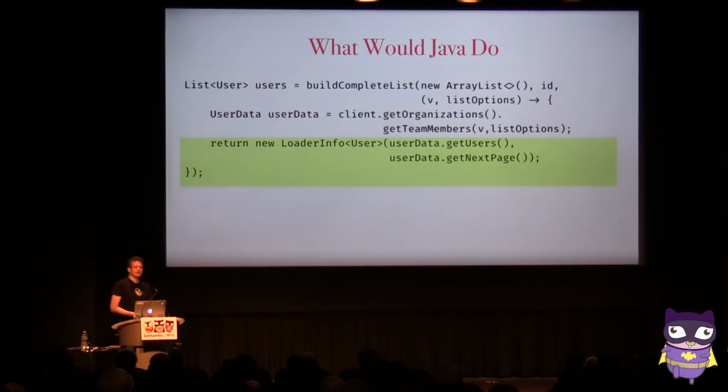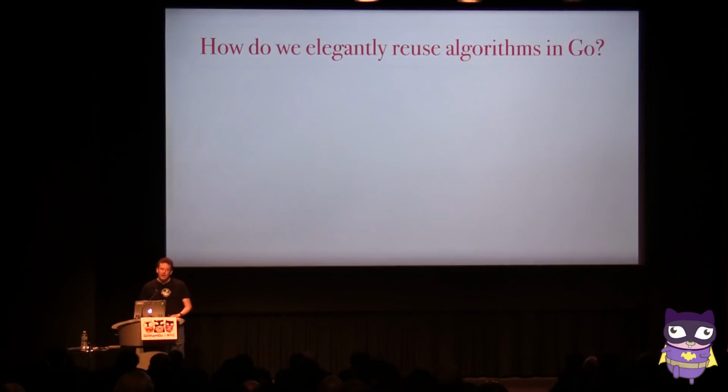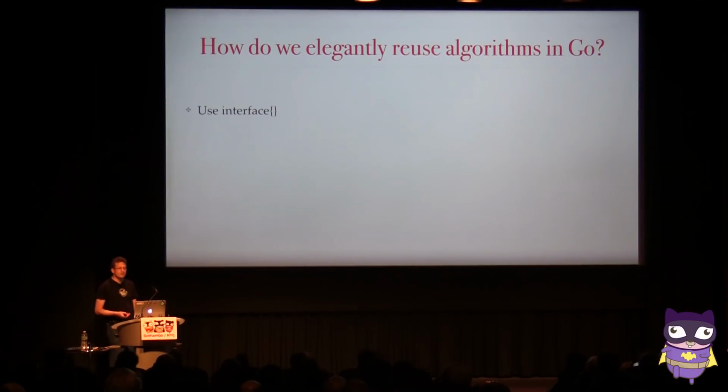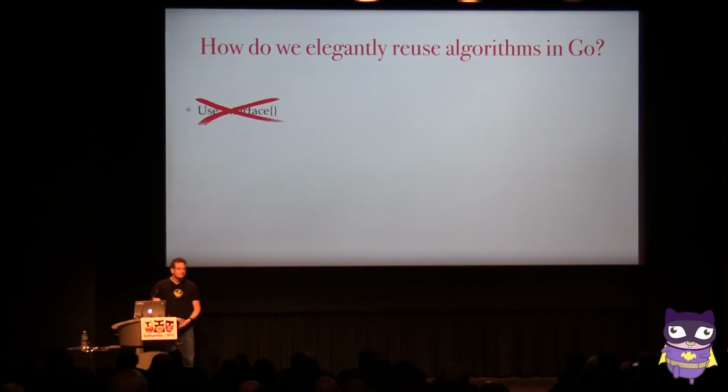But Go doesn't have generics. So how do we elegantly solve this problem with Go? I mean, you could use empty interface as just a way to pass untyped input and output parameters around, but that misses the point. It just creates ugly code that subverts the type system, and that type system helps us write correct code. So no, not going to do that.